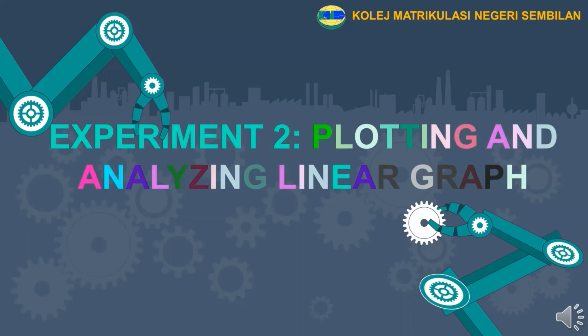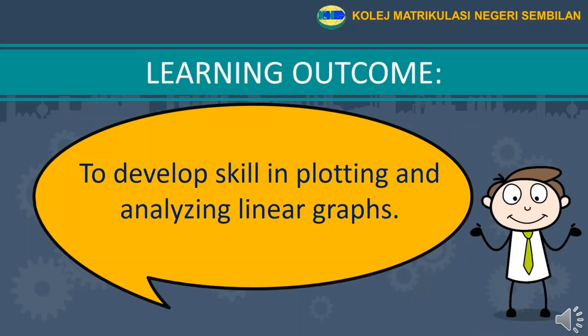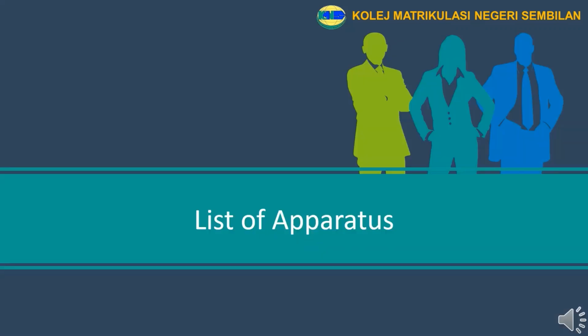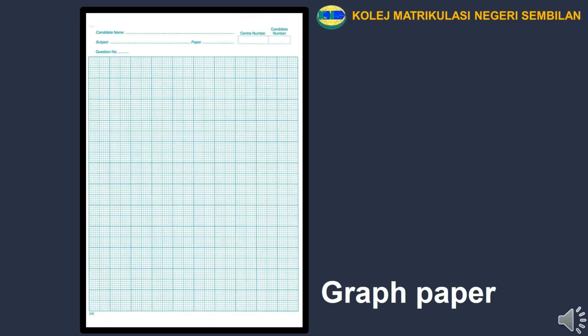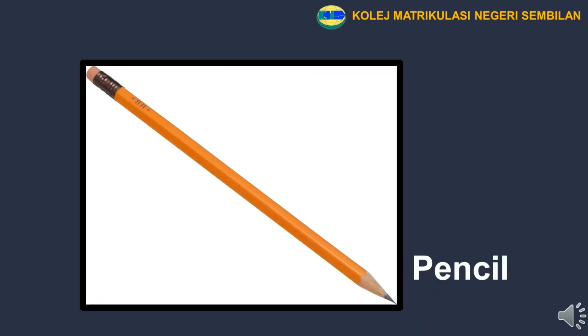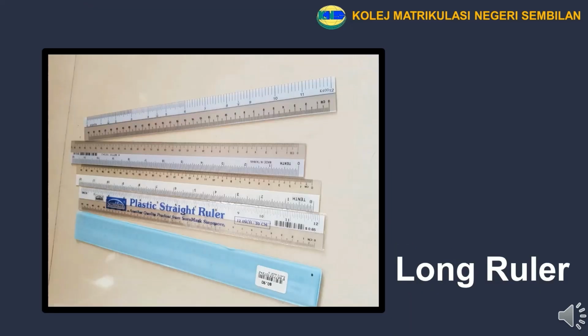Experiment 2. Plotting and analyzing linear graph. At the end of this lesson, you should be able to develop skill in plotting and analyzing linear graphs. List of apparatus: graph paper, pencil, and long ruler.